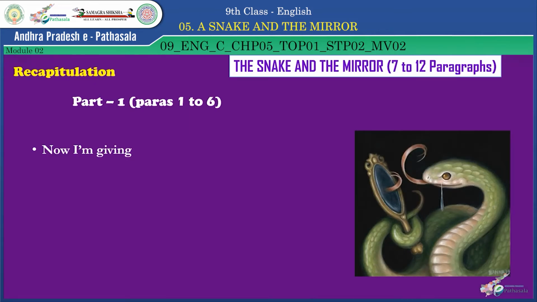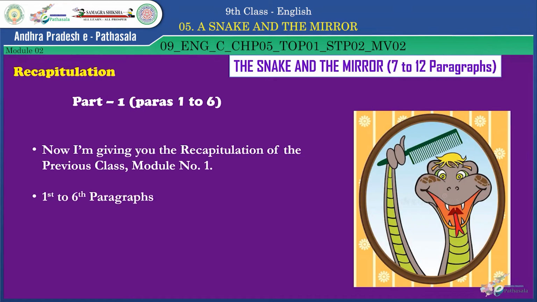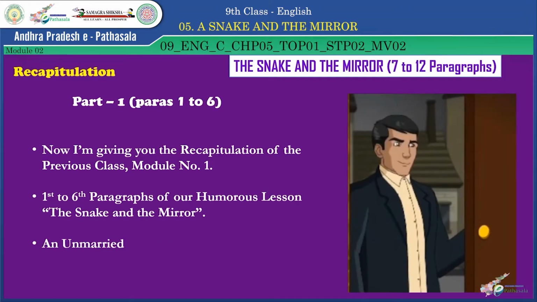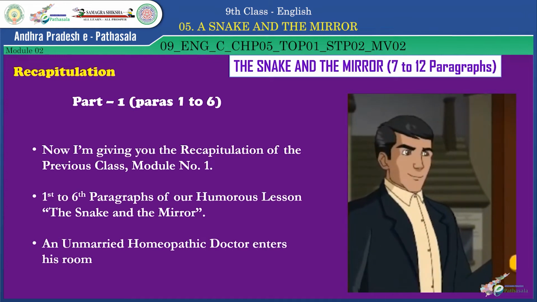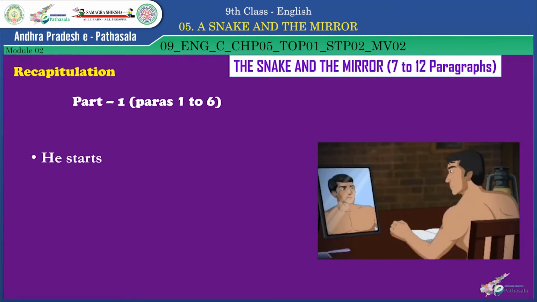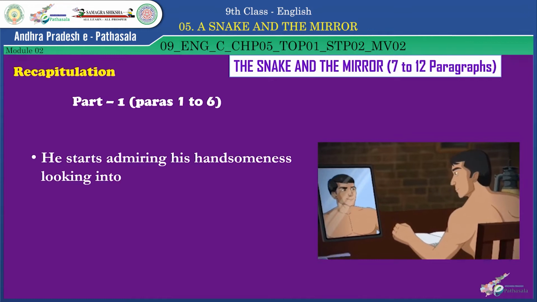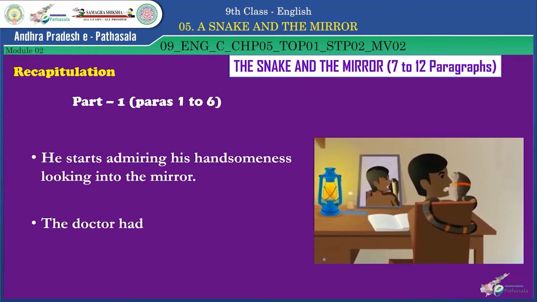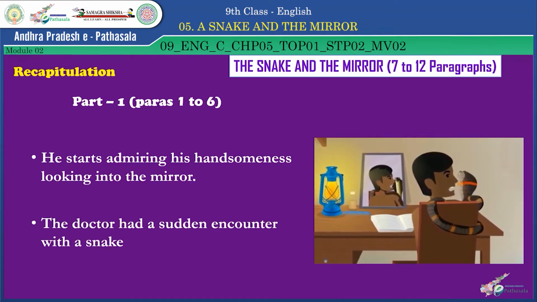Now, I am giving you the recapitulation of the previous class, module number 1, first to sixth paragraphs of our humorous lesson, The Snake and the Mirror. An unmarried homeopathic doctor enters his room on a hot summer night with a traffic of rats. He starts admiring his handsomeness, looking into the mirror. The doctor had a sudden encounter with a snake as it fell on him.